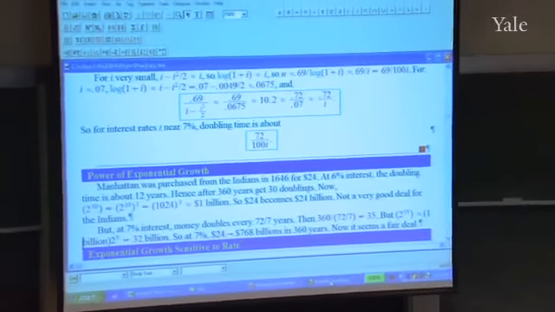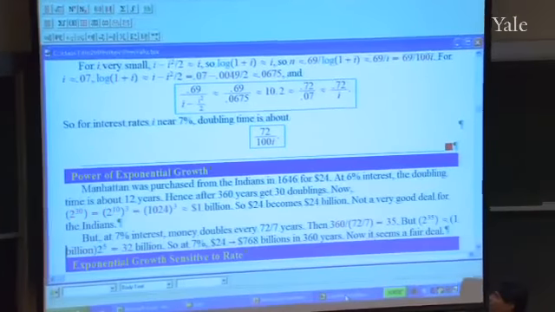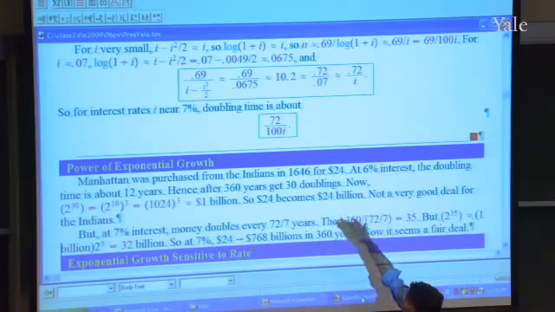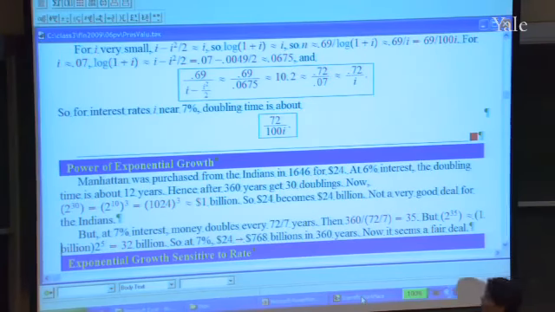So in fact, why did I pick $24? Well, this is a famous story you hear in 2nd grade. The Indians sold Manhattan for $24 in 1646. So how bad a deal was that for the Indians? It looks incredibly stupid, but actually, interest accumulates pretty fast.